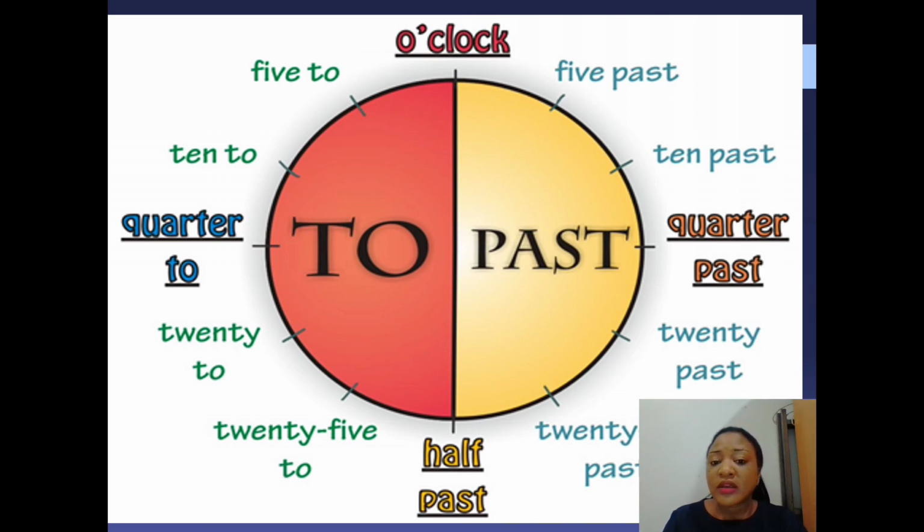Looking at this display we have, the right represents past and the left represents to. So I will let them read with me: 5 past, 10 past, 4:15, 20 past, 1:30, 1:45, 10:40, and so on. They will have to practice this over and over until they get used to it.